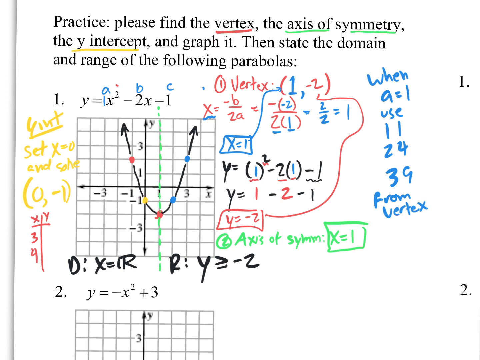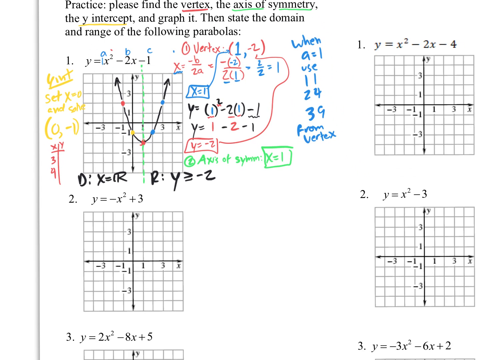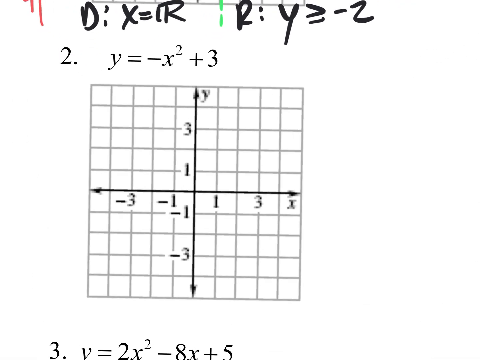Then you graph it, and then you could reflect it over the other side. And then you could use your pattern if your a value is 1. If your a value is 1, you could use 1, 1, 2, 4, 3, 9. Tomorrow, I'll show you how to modify this pattern in case your a value is 2 or 3 or something else. Okay, let's take a look at number 2 right here.